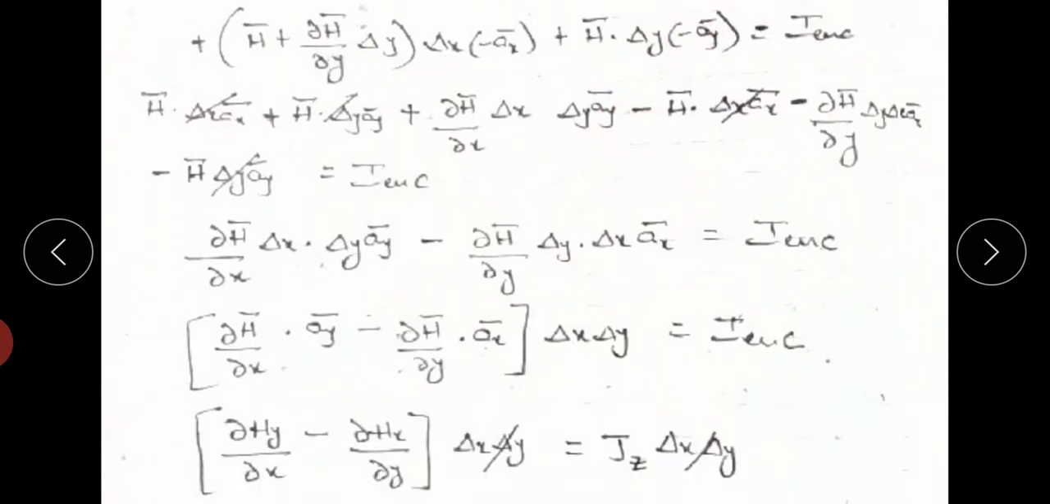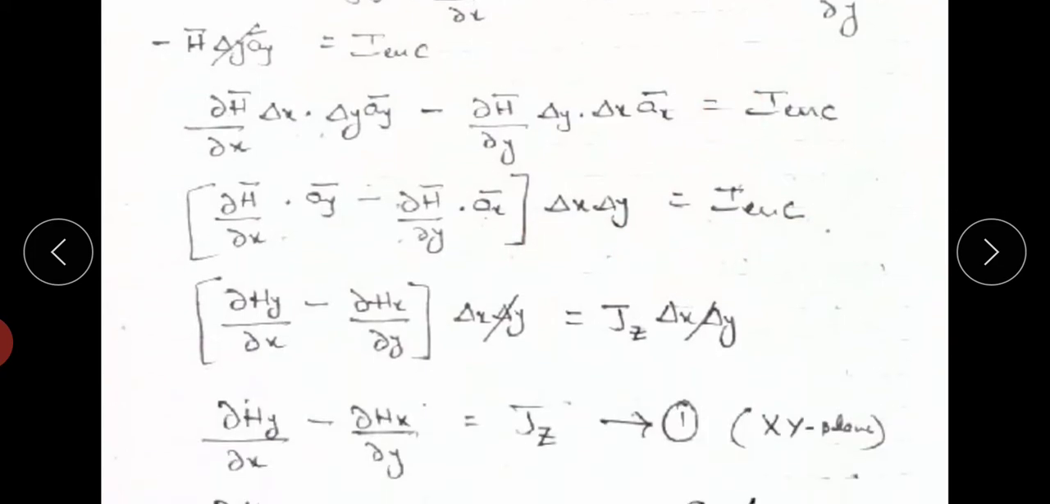So this equation becomes dou by dou x into H bar delta x dot delta y into a y bar minus dou by dou y into H bar delta y dot delta x into minus delta x into x bar equals I enclosed. Here delta x, delta y are common. So next equation, dou by dou x into H bar dot a y bar minus dou by dou y into H bar dot a x bar into delta y equals I enclosed.